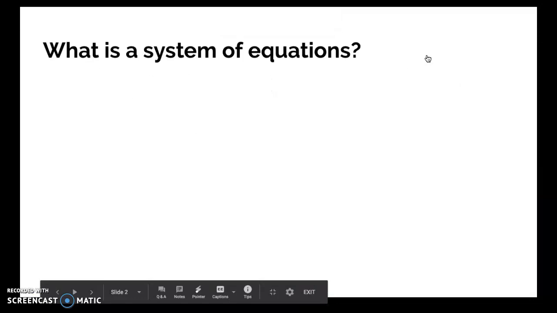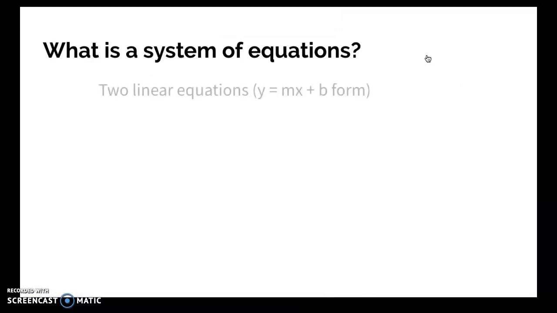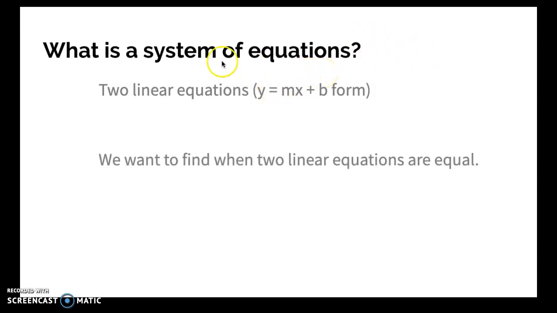So what in the world is a system of equations? Well, in this unit, we're going to be talking specifically about two linear equations. So the equations have to be in y equals mx plus b form. That is the equation of a straight line. And what we want to do with a system of equations is we want to find the solution. So when are they equal? I'm going to show you 3 different ways to figure this out, and today we're going to focus on using a graph.